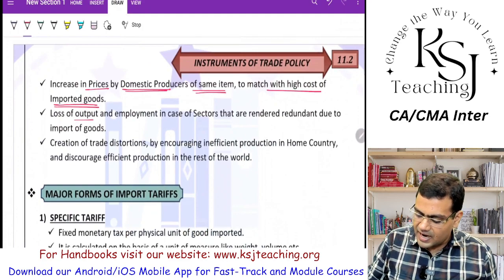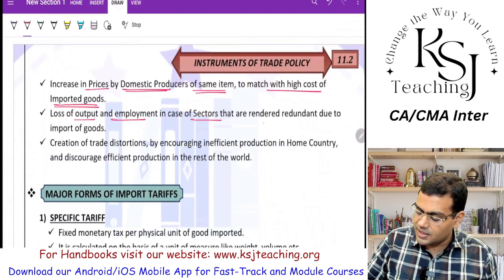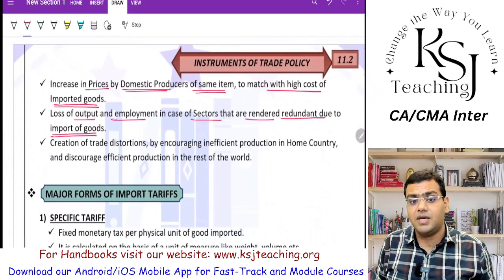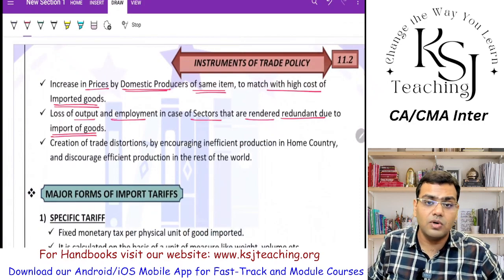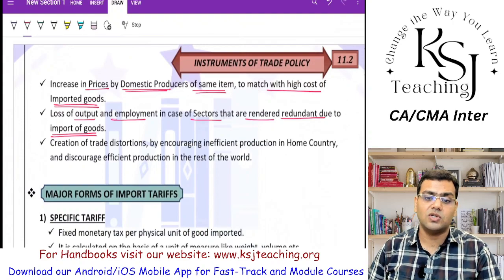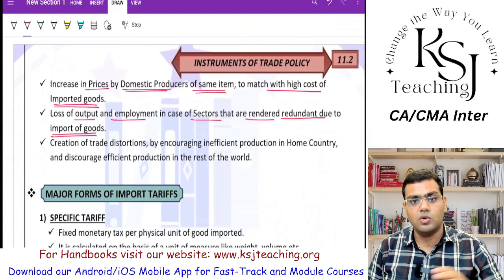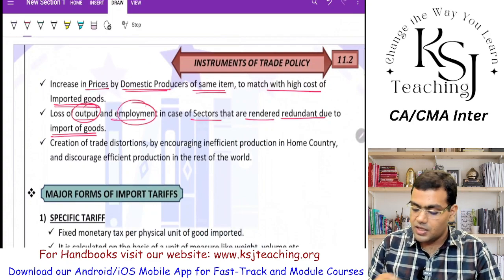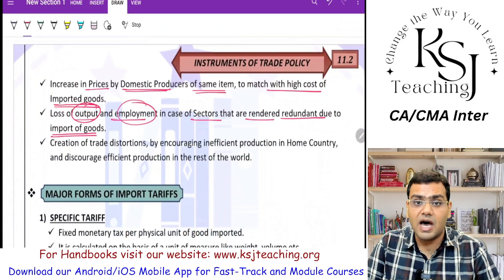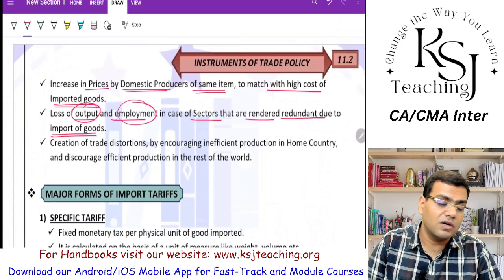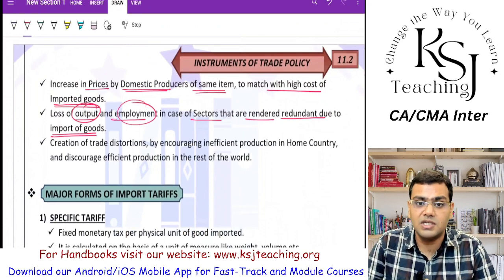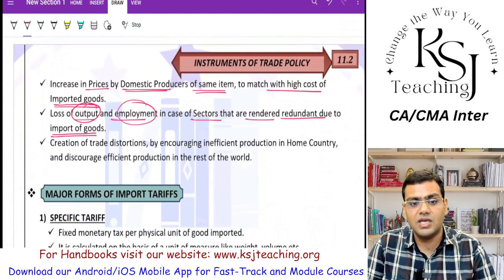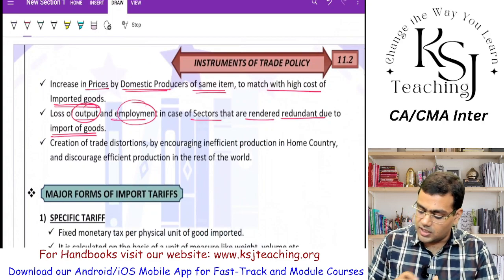Loss of output and employment in the case of sectors that are rendered redundant due to the import of the goods. Some of the sectors might be dependent upon the import, and if you impose high customs duties or high tariffs on the import, some of these sectors might have to close, right? And the closure will lead to loss of output as well as loss of employment. If the sectors are dependent upon the import of the goods and the import becomes costlier, with high tariffs on that, these sectors will have to shut down.